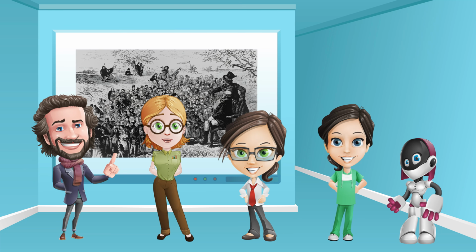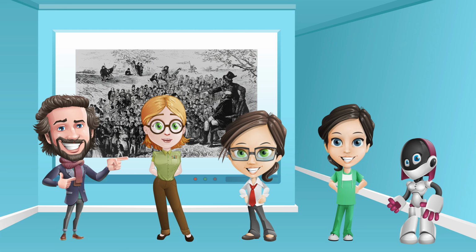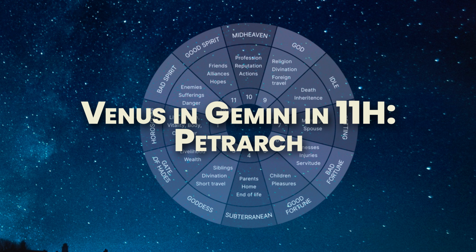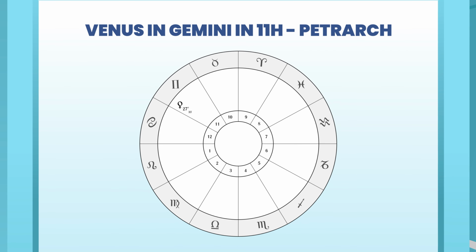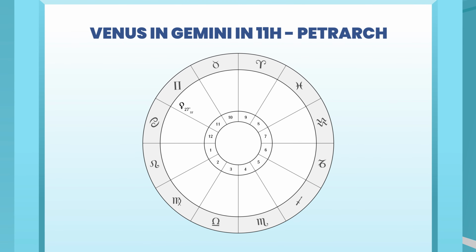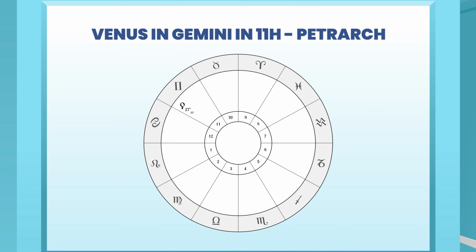Venus in Gemini in the 11th house of Petrarch. Get ready to see how beauty meets intellect. By Venus's celestial charm, let's move on to our next example. Venus in Gemini in the 11th house from the birth chart of Petrarch.